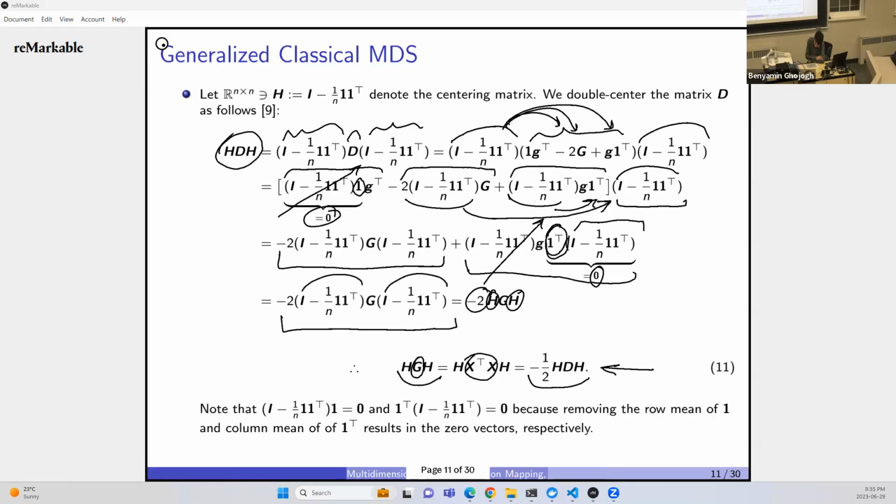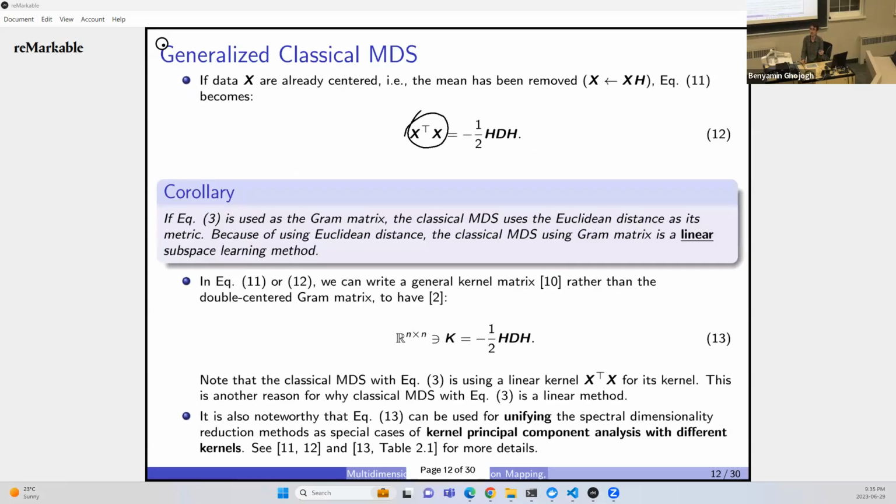Let me see this. However, if X is already centered, its mean is already removed, then these H's are not required. Why? Basically, this X transpose X you can see as XH transpose XH, right? If X is already centered, XH becomes X. Therefore, I can drop those H's if X is already centered. So X transpose X equals minus half HDH. This is a very important formula.